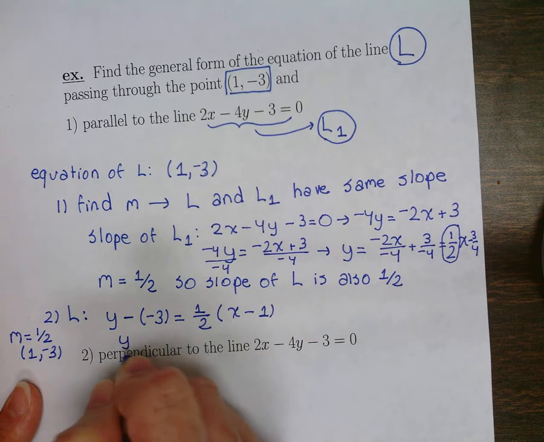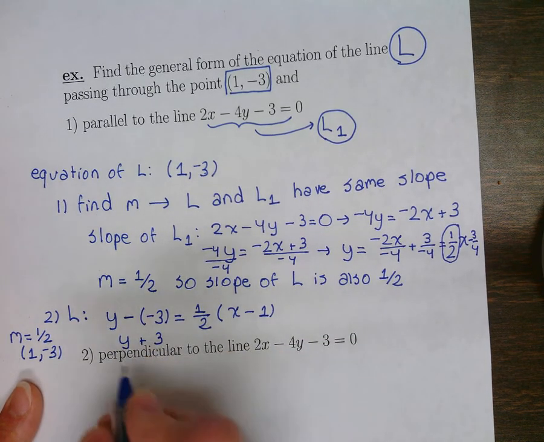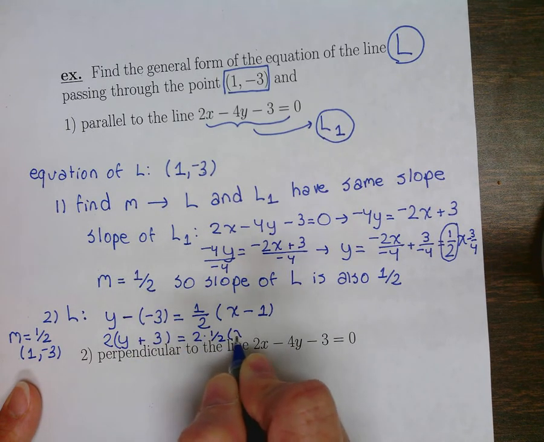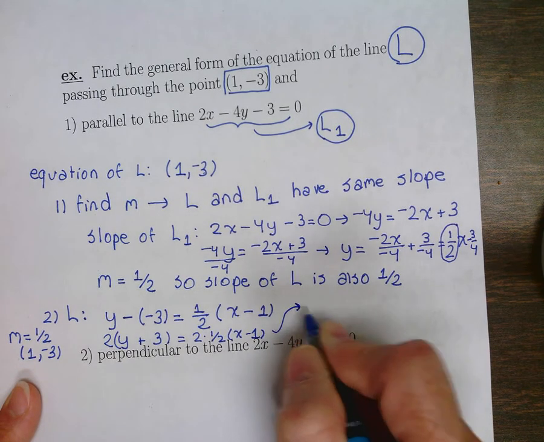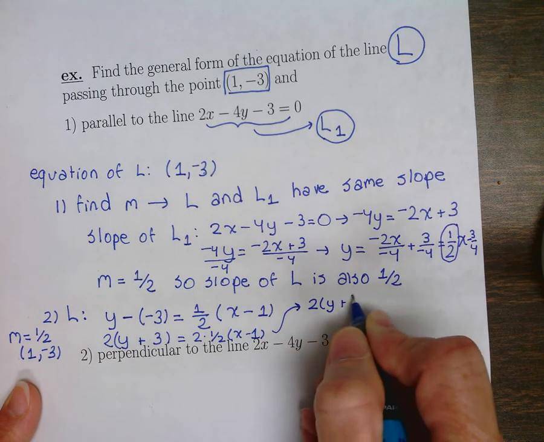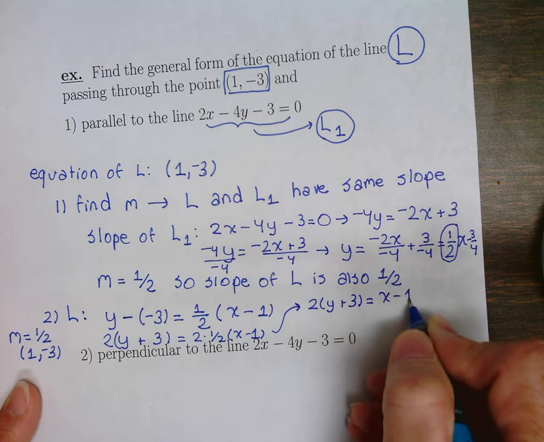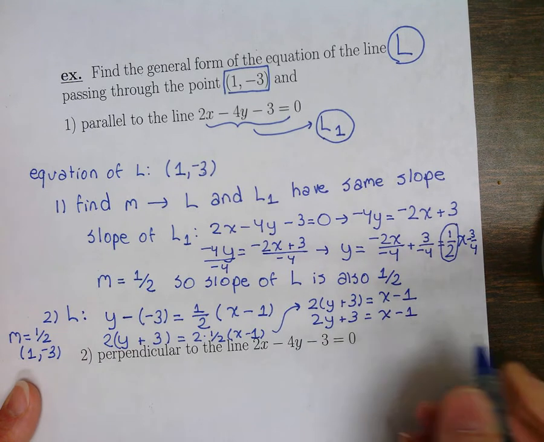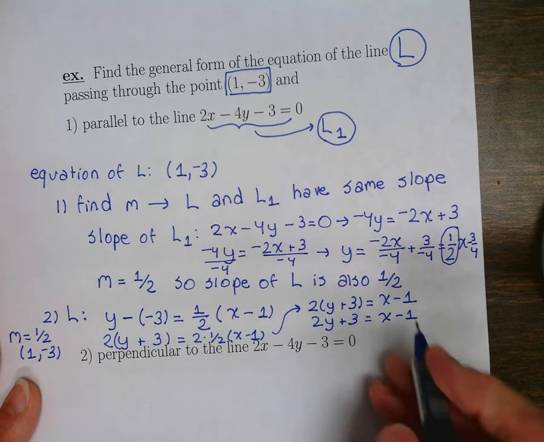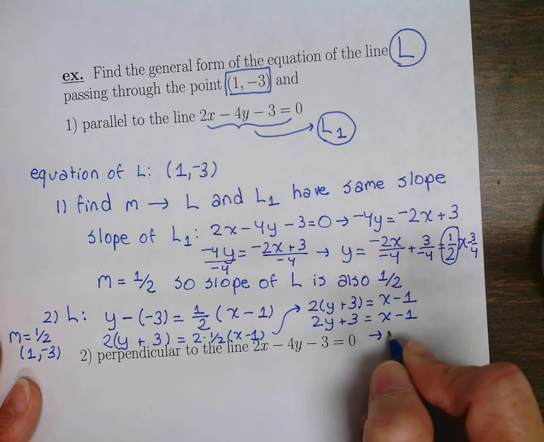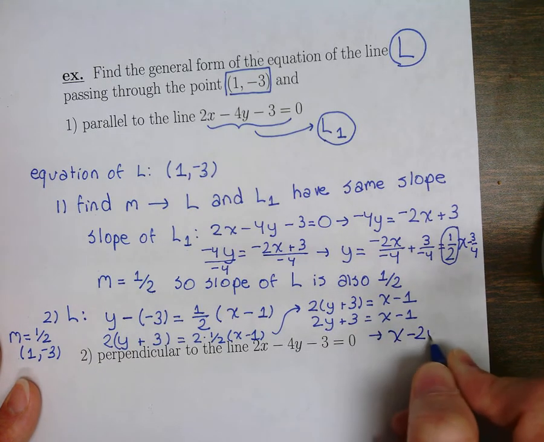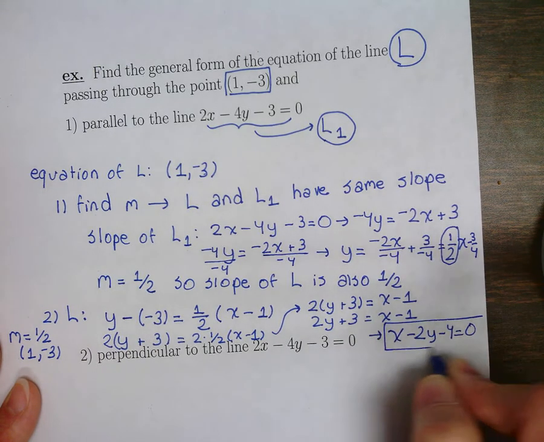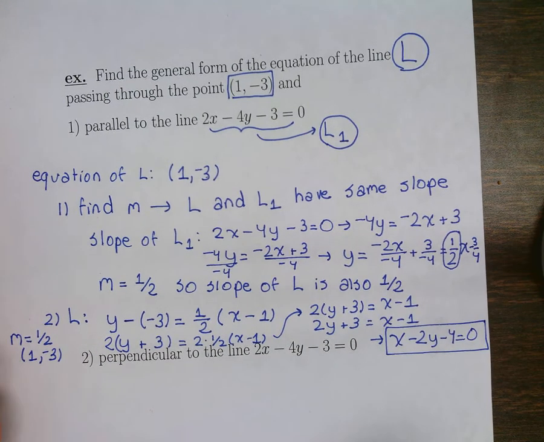So I can write that as y plus 3, and I'll multiply through both sides by 2 at the same time. So it looks like 2 times y plus 3 equals x minus 1. 2y plus 3 equals x minus 1. And to keep x positive in general form, we get that x minus 2y minus 4 is equal to 0. Okay?